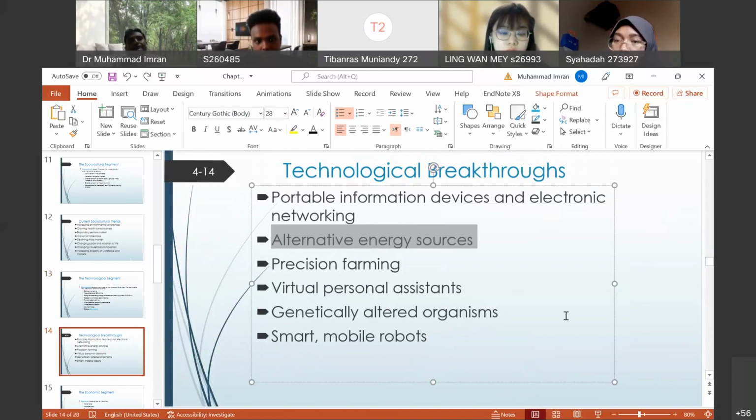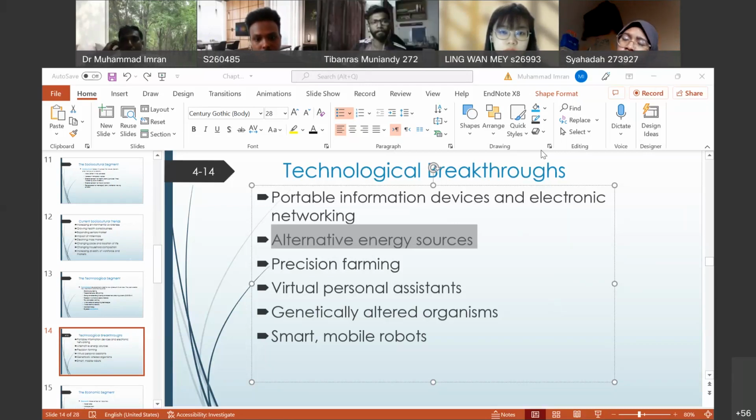Alternative energy sources. I'm giving you an example. Right now we're producing electricity with fuel, meaning petrol, diesel, gas, or coal. But their disadvantage is they produce so much carbon, and this carbon is not good for our natural environment. But what are the alternative sources to produce electricity? We can produce electricity with water, with solar, with wind. This is one example.